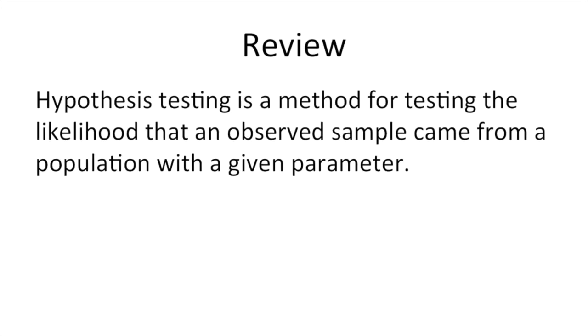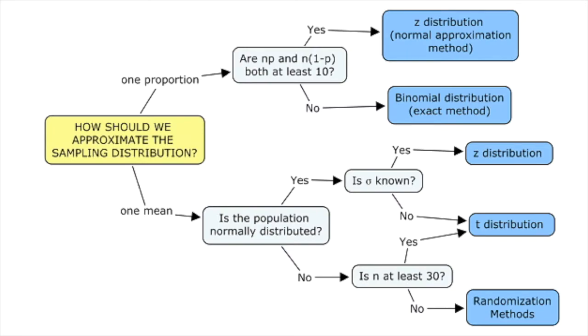Hypothesis testing is a method for testing the likelihood that an observed sample came from a population with a given parameter. This chart is in your online notes. It's similar to the chart that you saw in Lesson 7 when you learned about confidence intervals. This week, for one proportion test, we're going to learn how to use the Z distribution in the normal approximation method or the binomial distribution in the exact method.